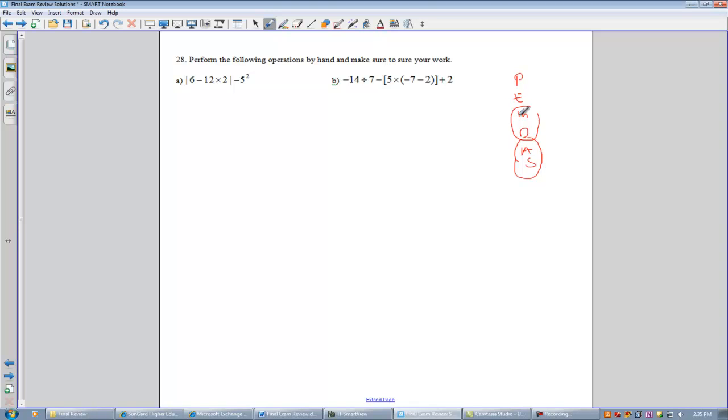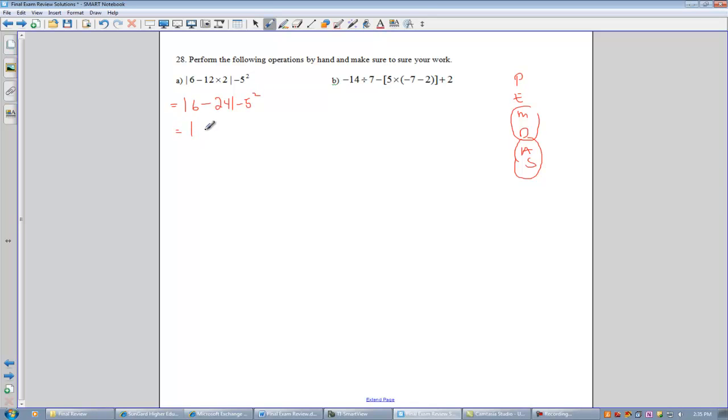And so what we need to do here is start with the parentheses, which are the absolute values. Absolute values can be considered like parentheses. So we'll start with the absolute value, and inside here we have subtraction and multiplication. So we start with the multiplication because it's above in the order of operations. So this is 6 minus 24 minus 5 squared. So that's what that's equal to.